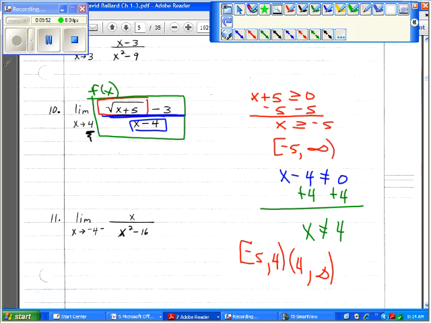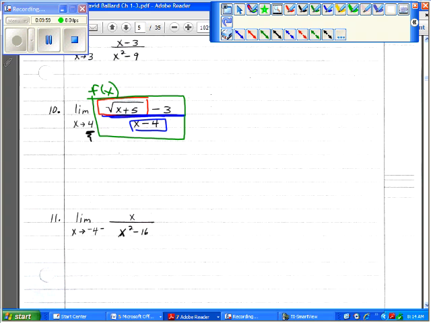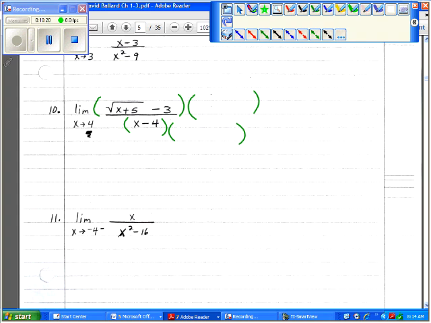Well, remember when there's a radical involved, we rationalize the numerator, which is not normal. It's unsimplifying it, but it will help us with our problem. So to manipulate this into a form that might get rid of our problem, we're going to multiply the numerator and denominator by the conjugate of the numerator, which means we change that sign right there to a plus.